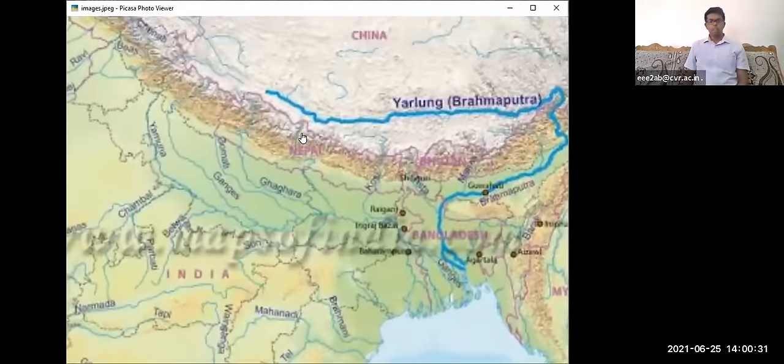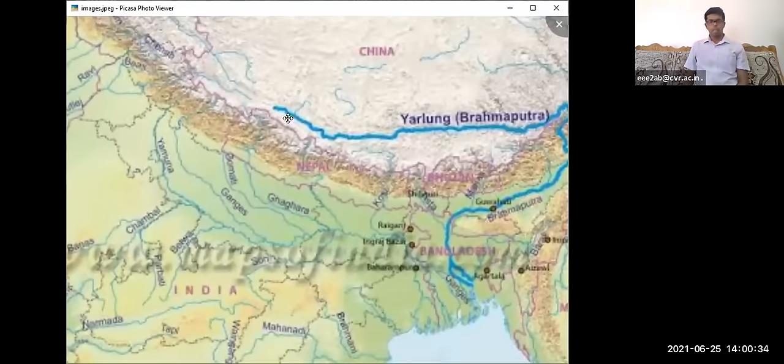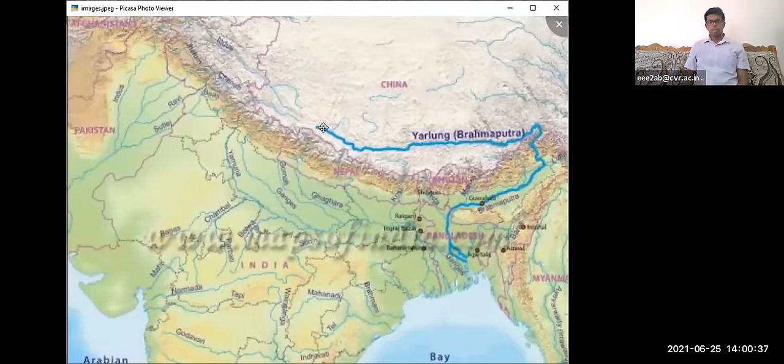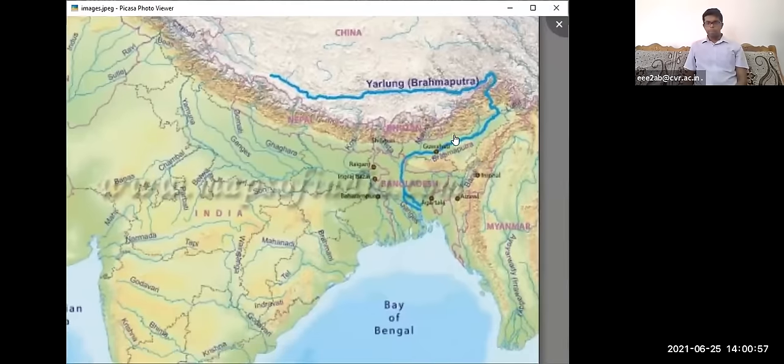It also starts from this part, exactly at Tibet. Then it is flowing to China, starting from India and flowing to China. After that it passes over this part, Arunachal Pradesh. Then it comes to Bangladesh and next to West Bengal, and after West Bengal, it is going to the Bay of Bengal.